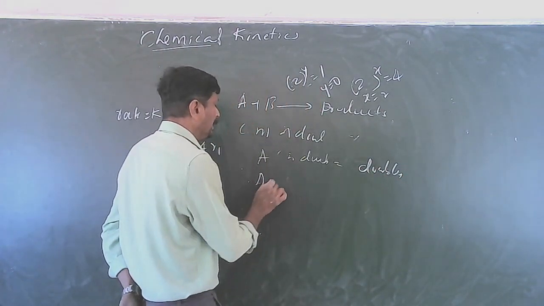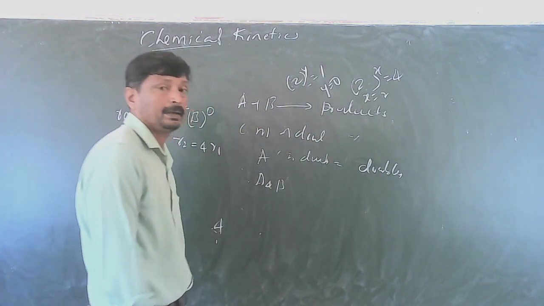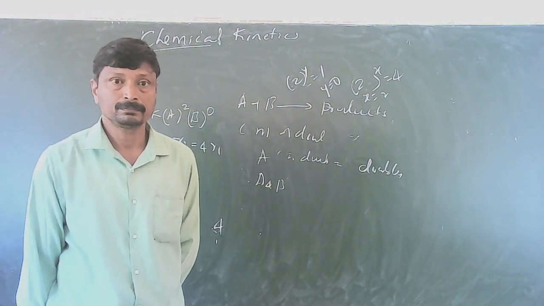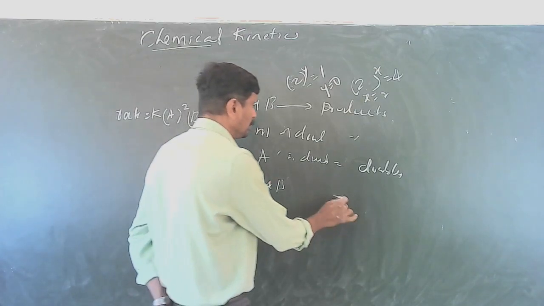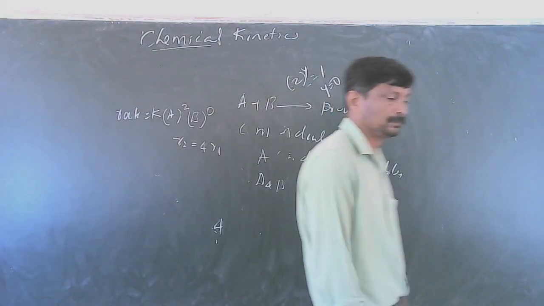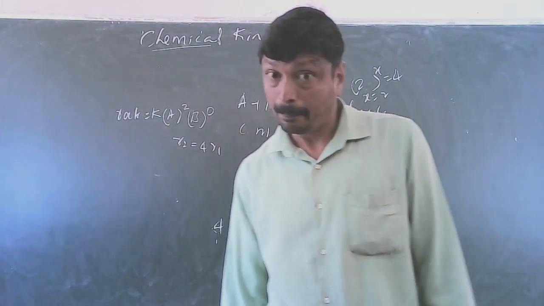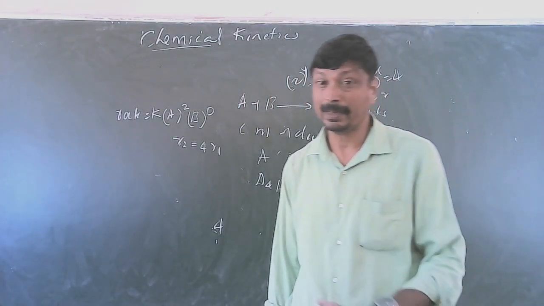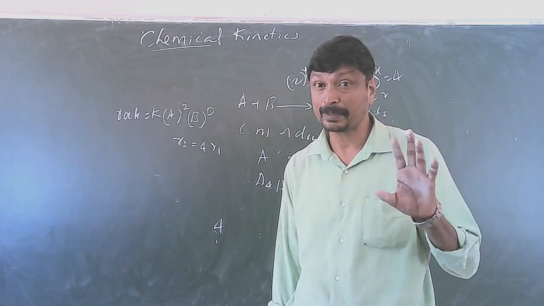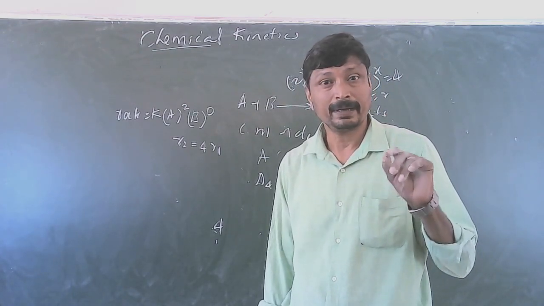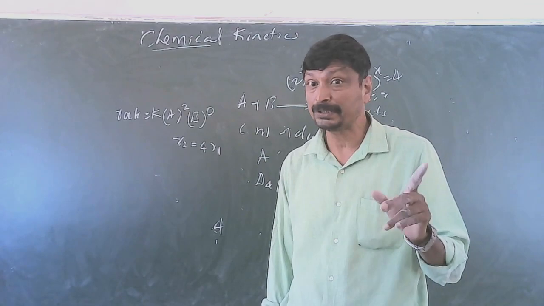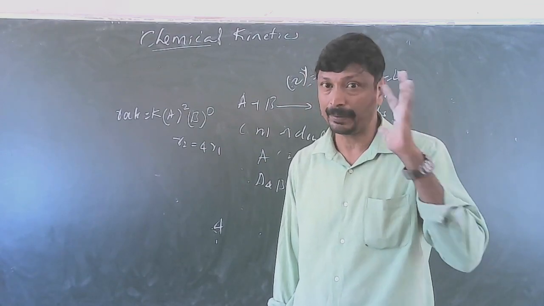And A and B are doubled. Rate is equal to 4 times. Write the differential rate expression. So there is already a differential rate expression, where the rate expression is simple for us. Differential is minus dR by dt.